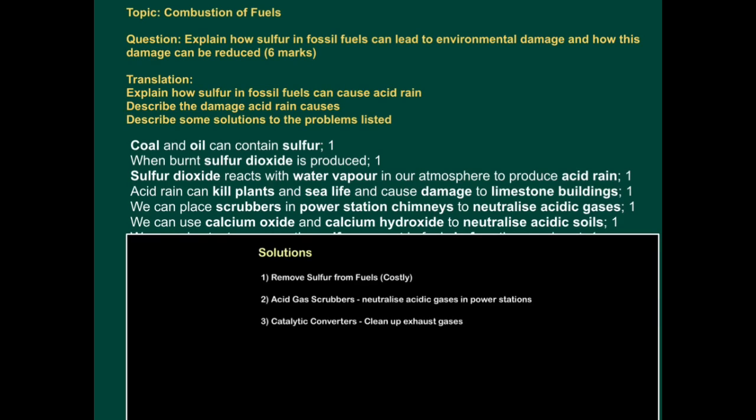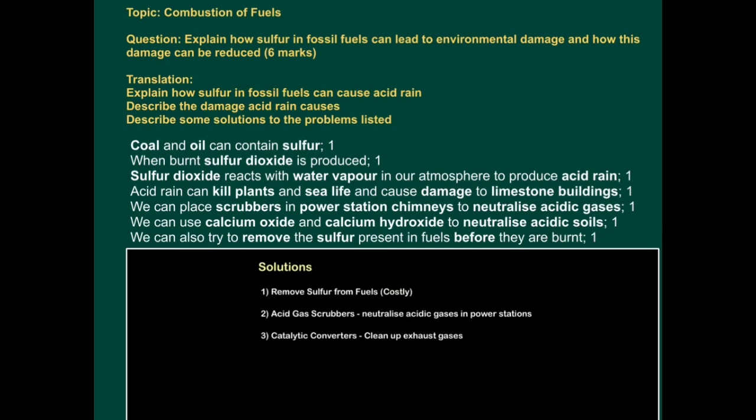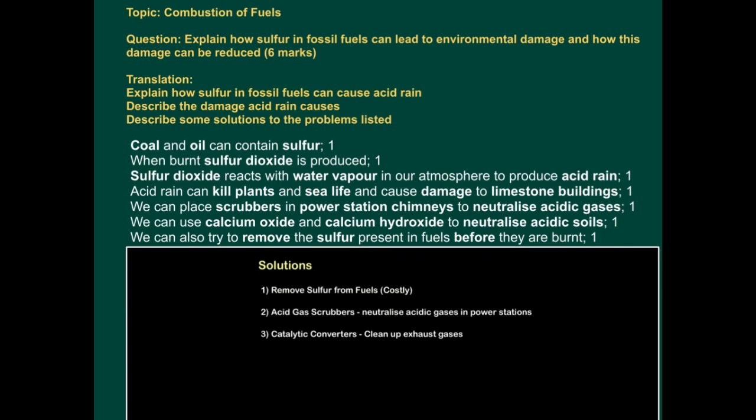We can use calcium oxide and calcium hydroxide to neutralize acidic soils. We can also try to remove the sulfur present in fuels before they are burnt. That would get you 6 marks. You could also reference the use of catalytic converters in cars to clean up exhaust fumes.